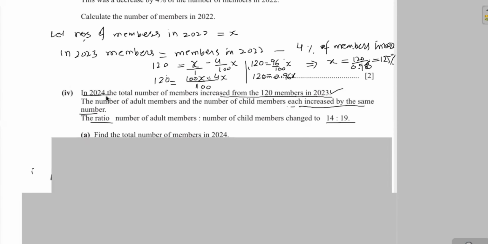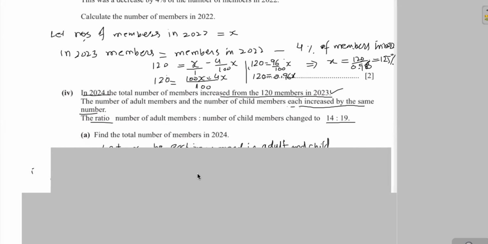Question 1, part 4. In 2024, the total members increased from 120 members in 2023. The number of adult members and the number of child members each increased by the same number. The ratio of adults to children changed to 14:19. Find the total number of members. Look here, the total members in 2023 was 120. Each increase value was the same. We suppose that the increase value is x. Therefore, we write, let x be each increase in adults and children.